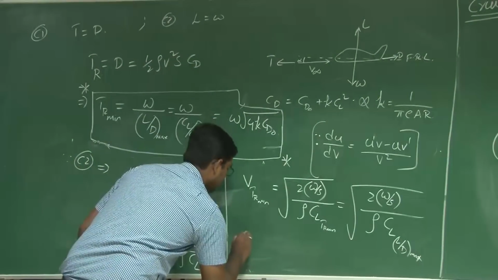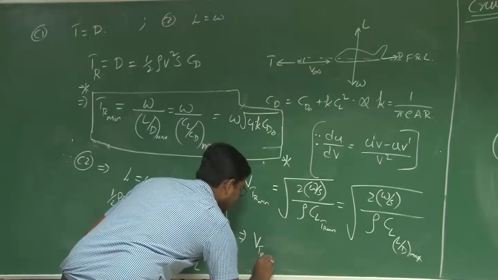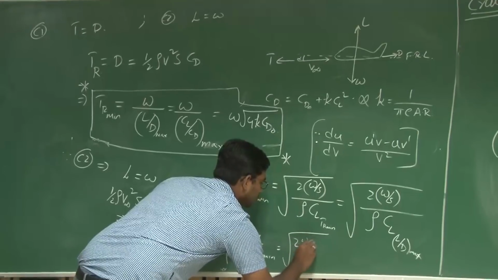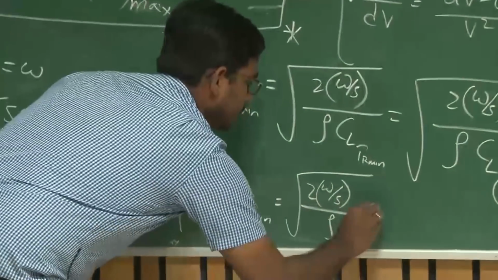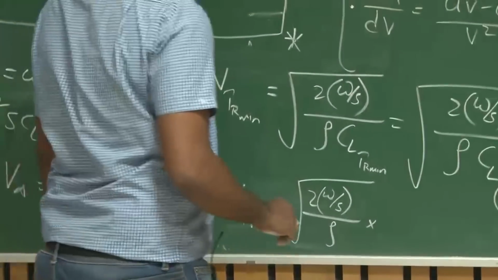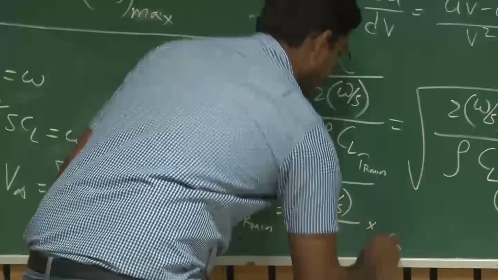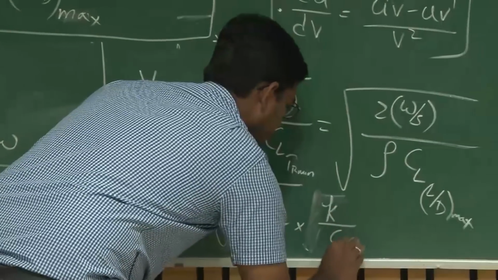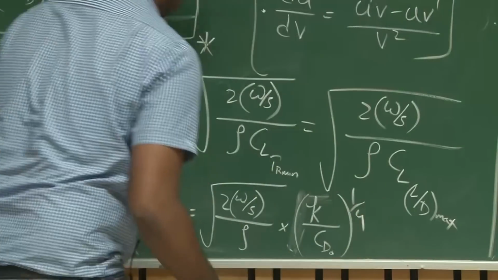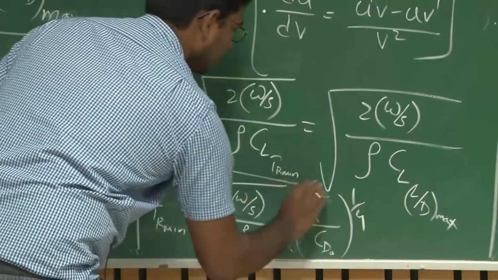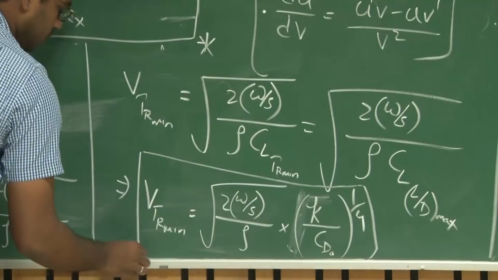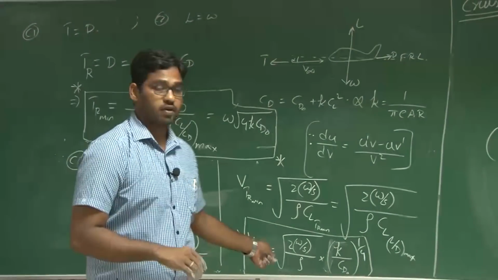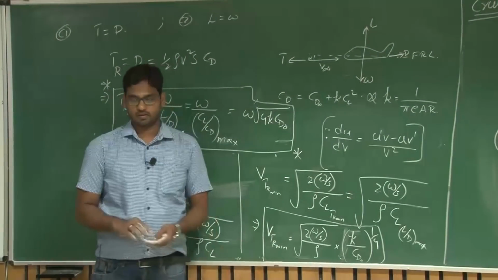Right. So this implies the velocity for thrust required minimum is equal to root over 2W by S divided by density into root over CD naught by K, that is, K by CD naught raised to the power of 1 by 4. This is the corresponding velocity at which you need to fly if you want to maintain minimum thrust requirement, right? And you still have a level flight.